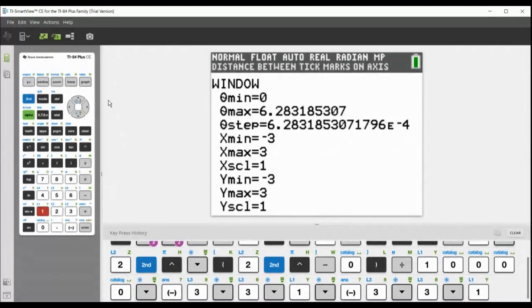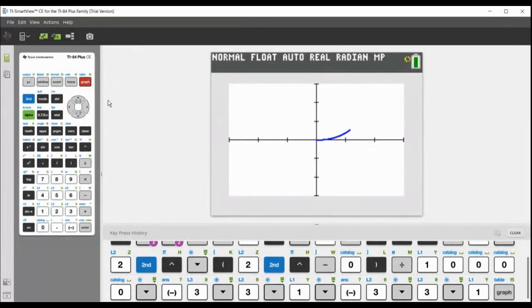All right, let's look at the graph. Okay, so it's graphing the circle first. Looks pretty good. It's graphing the circle. And now it's graphing the cardioid. There we go.